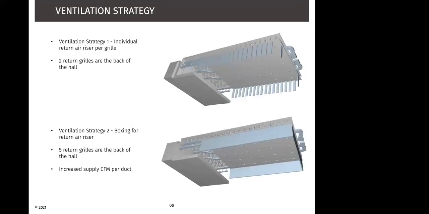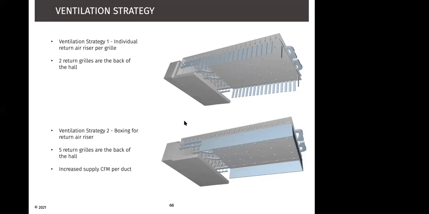Now, there are 2 strategies that we had to study in this case. So if you see, these are the supply grills that are coming down at the false ceiling level. And for ventilation strategy 1, there are return air risers which are provided at the side of the hall, and there are 2 which are provided at the back of the hall.